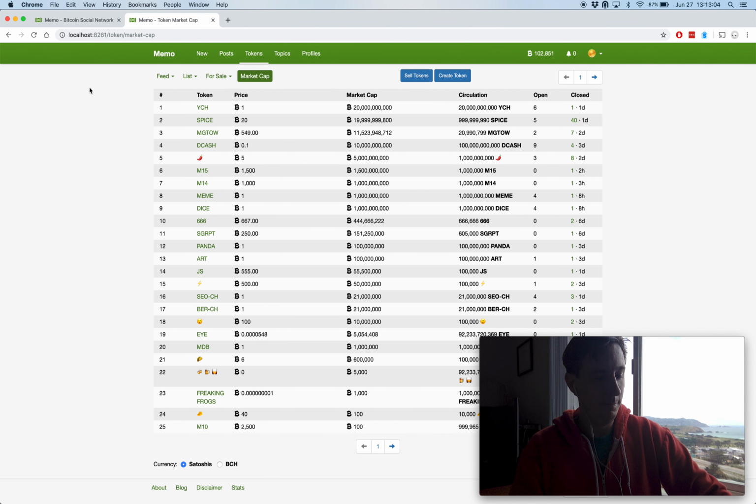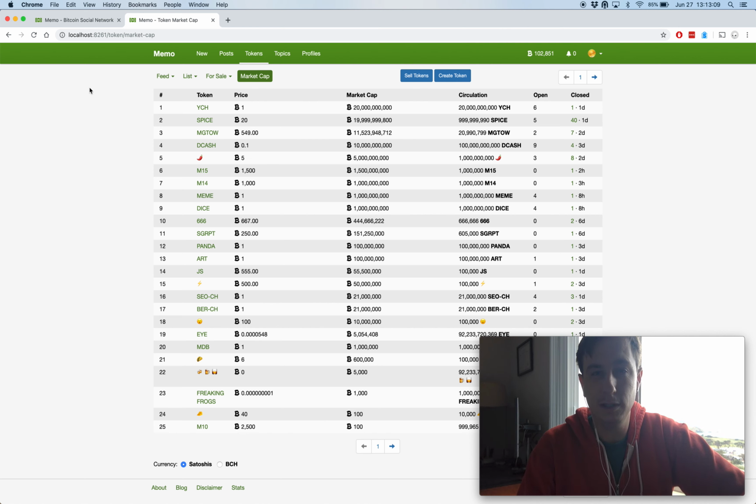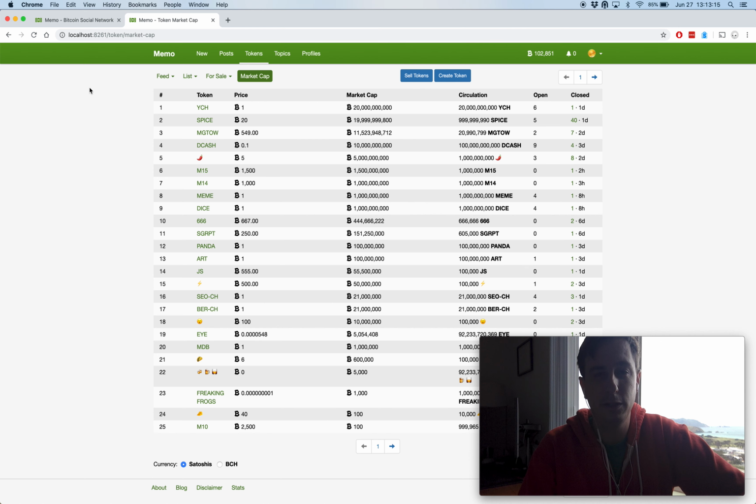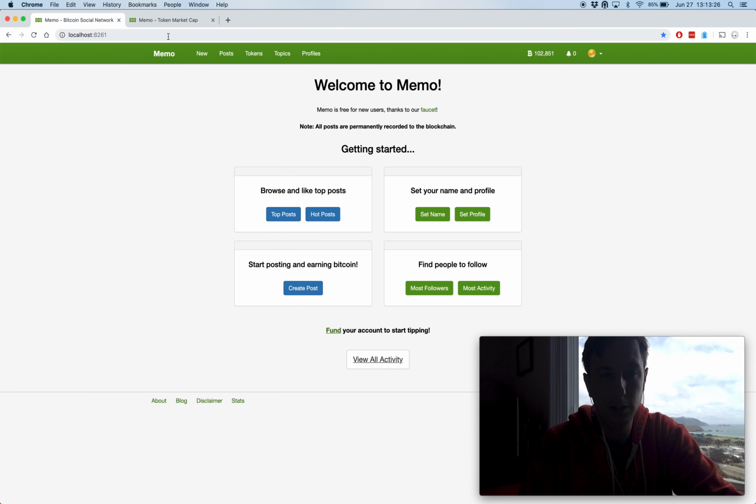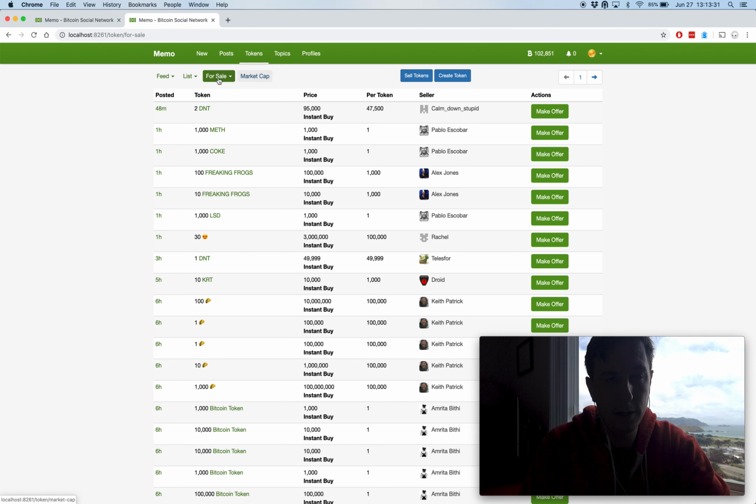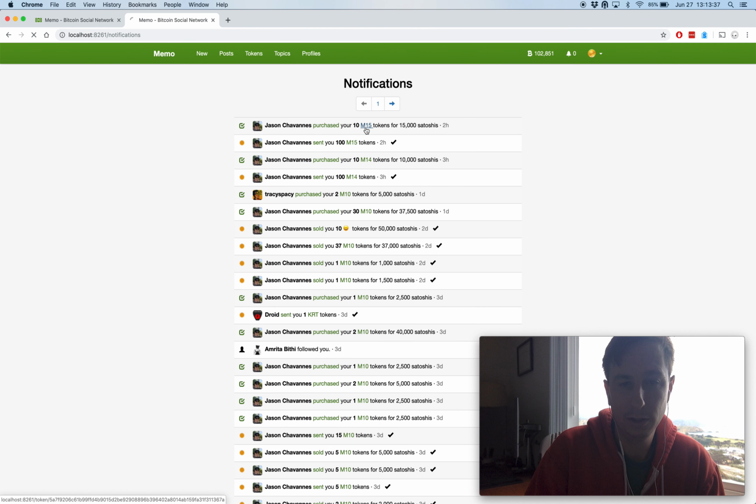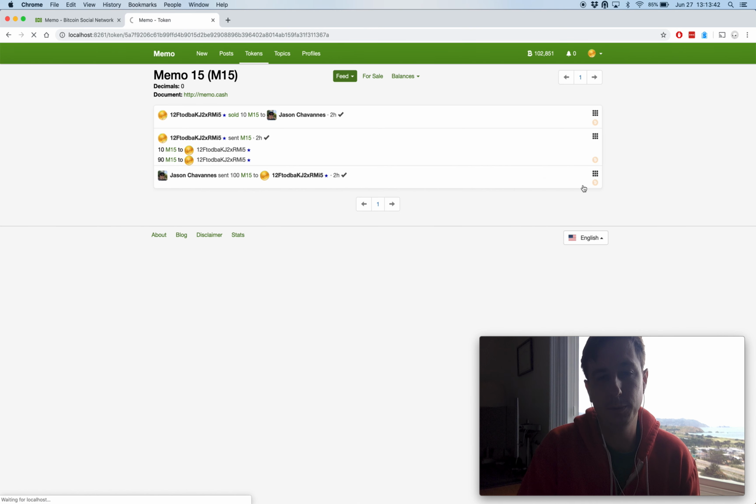All right, welcome back. In the first part, we went over Memo and SLP tokens and using them on Memo by creating and sending and selling. And now we're going to dig under the hood and understand how this all works. So, to start, let's look at the transactions we did before with the M15 tokens. And let's dig into the SLP protocol a little bit.